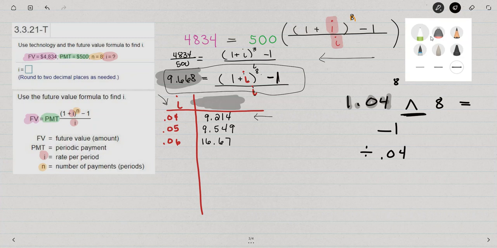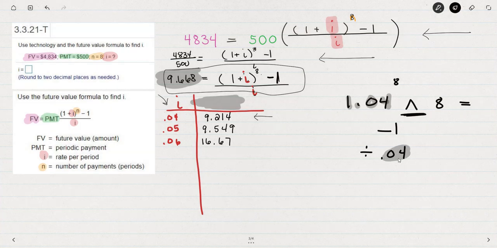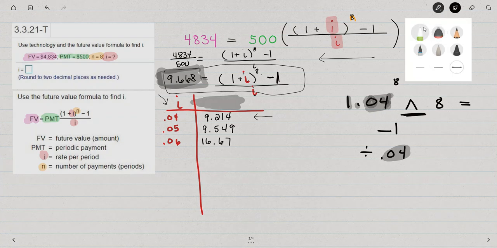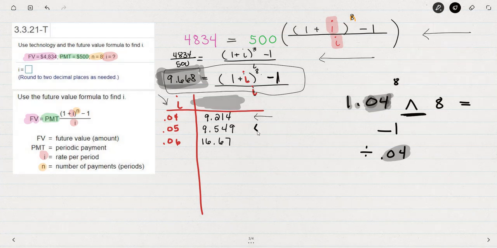Here we are with the 4/100ths again that I had here. So divide by that again. When I do that on my calculator, I get 9.214, and I can see that that's a little bit smaller than the 9.668. So I'm going to try something a little bigger for I. I'm going to try the 5/100ths.